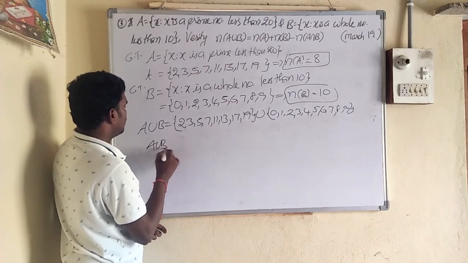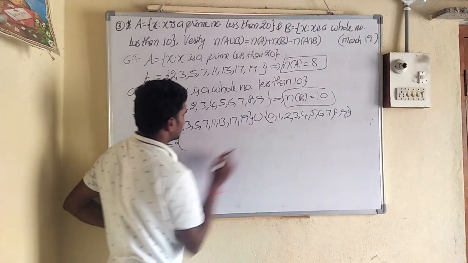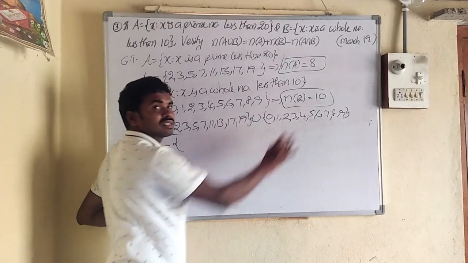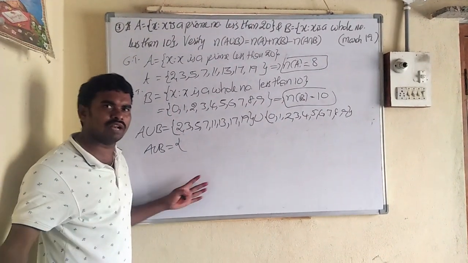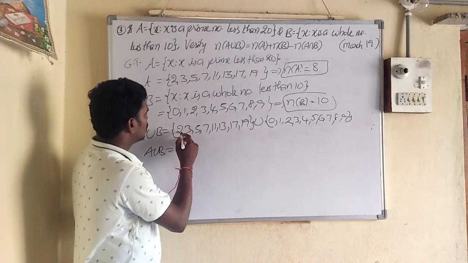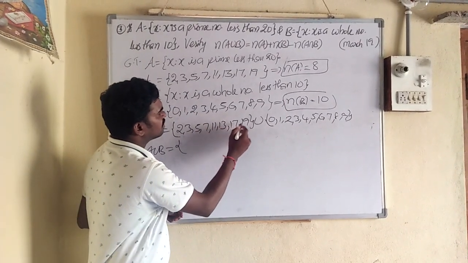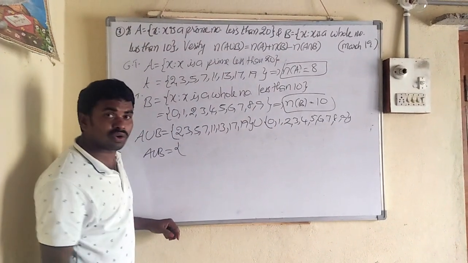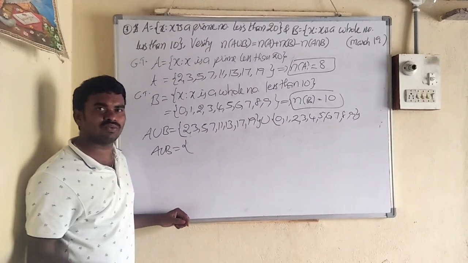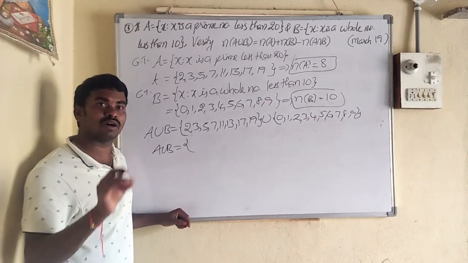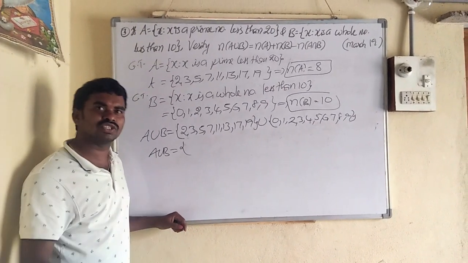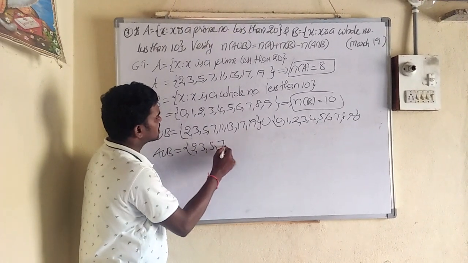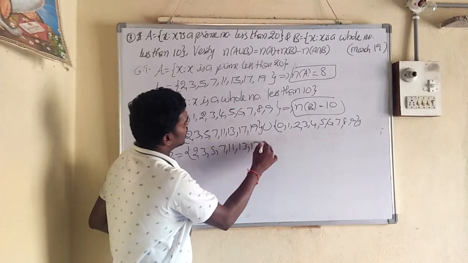Then the union of two sets. How can we define it? We should write all elements. Union means all elements. What are the elements? 2, 3, 5, 7, 11, 13, 17, 19. Then 0, 1, 2 already is there. So no need to write 2 two times. We have to write only one element. Even if a single element comes 2 times, we should write only 1 time. Okay? Like 2, 3, 5, 7, 11, 13, 17, 19.